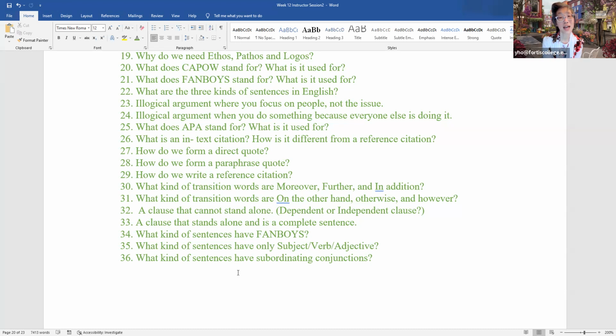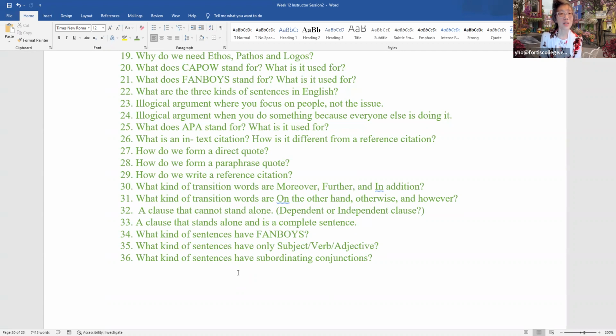It's a Latin word. It's ad hominem. In other words, and they do it a lot in politics, is when you find dirt about the other political candidate, and then you try to use that dirt in your campaign to make yourself look much better. Okay, so we want to focus on the issue, not on the people. So that becomes a fallacy of ad hominem.